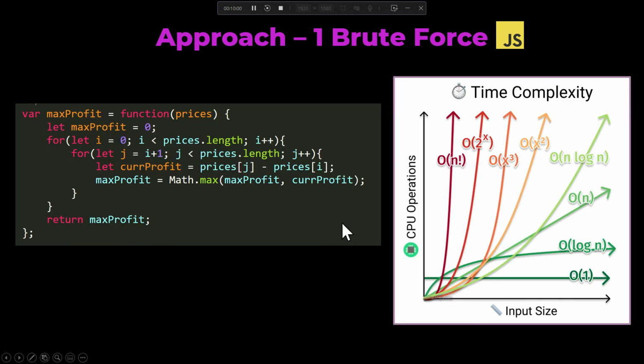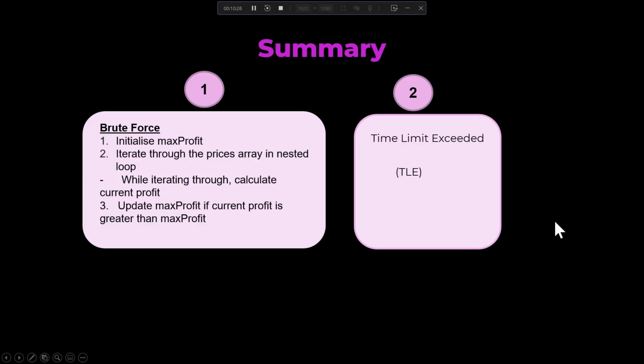So let's look at the time complexity chart. We know the output, and this is the CPU operation, the time taken. Our algorithm currently has the time complexity of the orange one, O of n squared. So we know that we have to optimize this algorithm and bring the runtime down to either O of n log n or O of n.